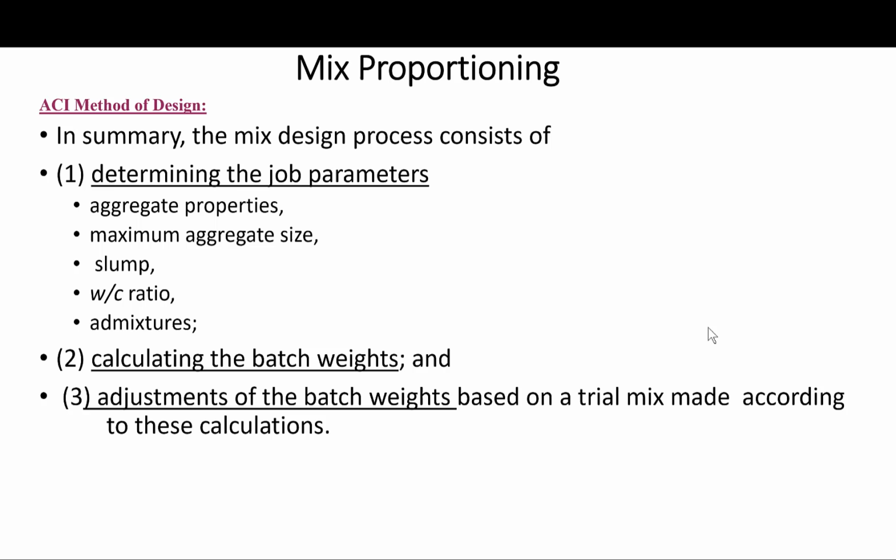So basically, what I will be presenting in this class is the ACI method of design, which is a methodical, step-by-step process. For example, determining the job parameters, aggregate properties, maximum aggregate size, slump, water cement ratio, the use of any admixture. Then after that, we calculate the batch weights. Then we make any adjustments of batch weights based on trial mix, made according to these calculations.